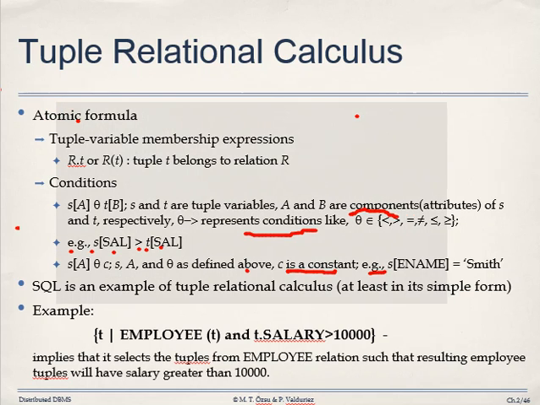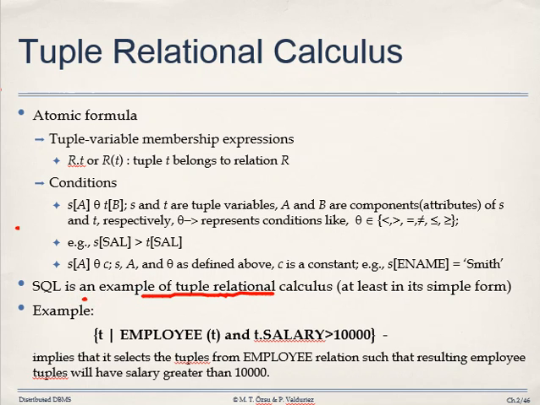So this is tuple relational calculus, and SQL is an example of tuple relational calculus, at least in its simple form. Here is an example: {t | Employee(t) and t.salary > 10000}. It implies that it selects tuples from the employee relation such that the resulting employee tuples have a salary greater than 10,000. So this is tuple relational calculus.